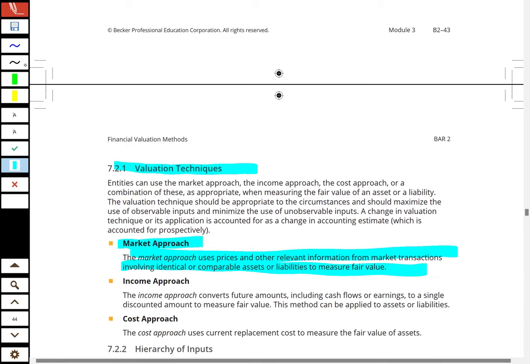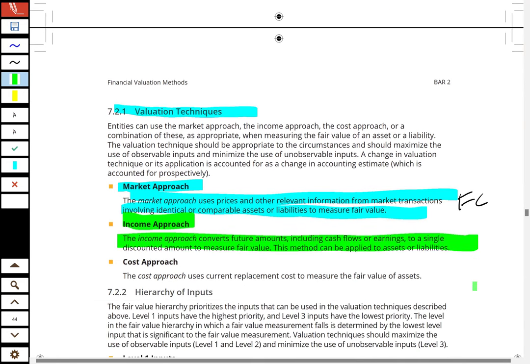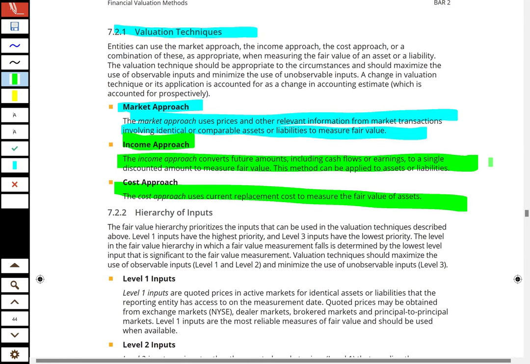We could use, guys, and we're kind of having a little deja vu here, the income approach. What income could be generated from this? What is the cost approach? Okay, so all of these would be available. Market approach, and we've already flashcarded these. I'm just reminding you, income approach, cost approach.